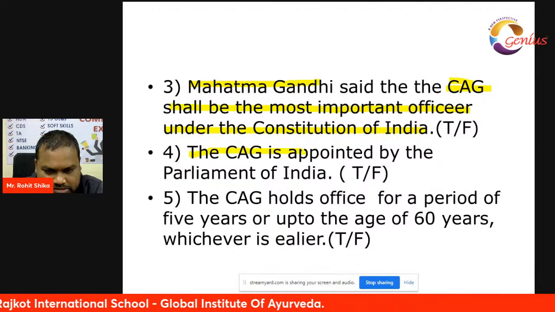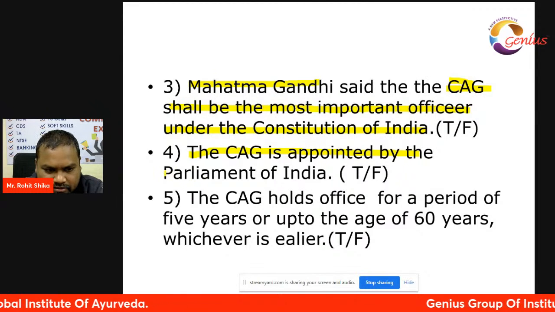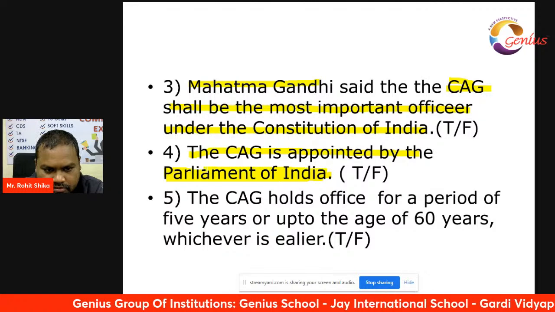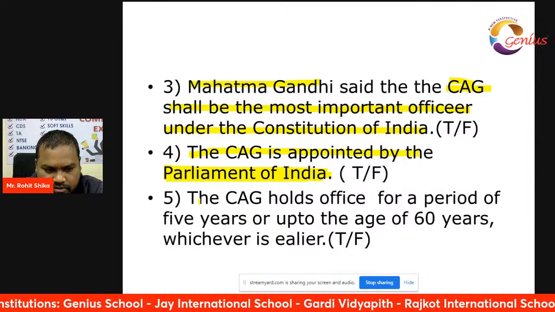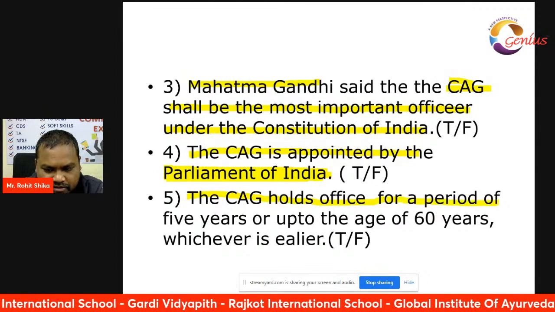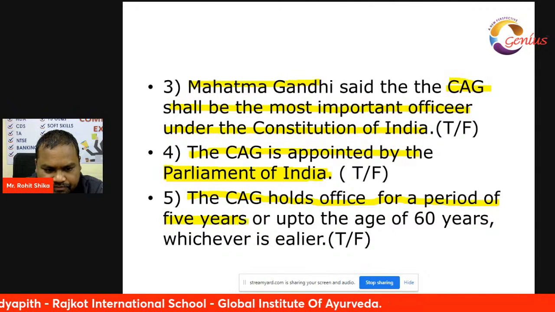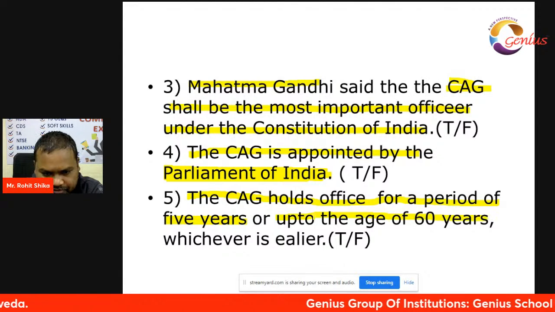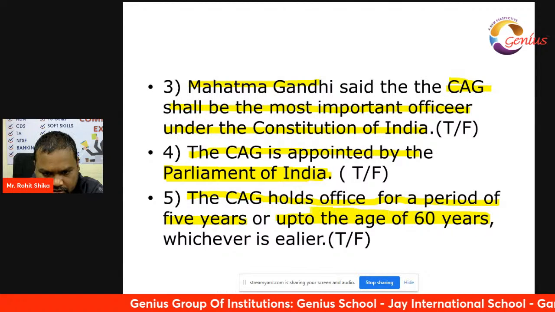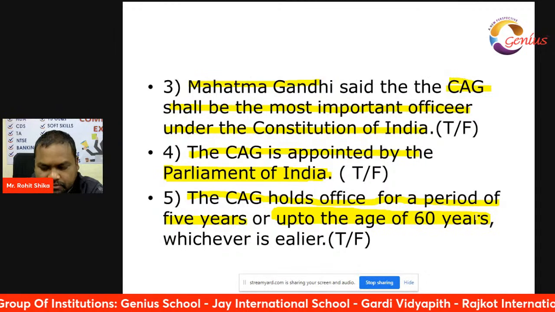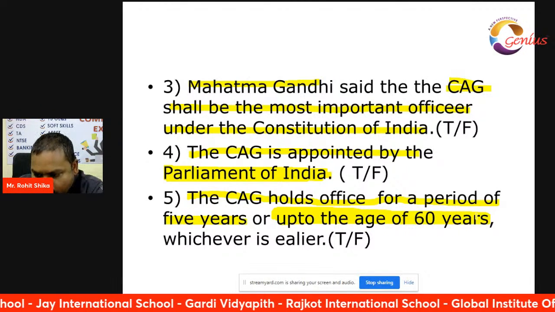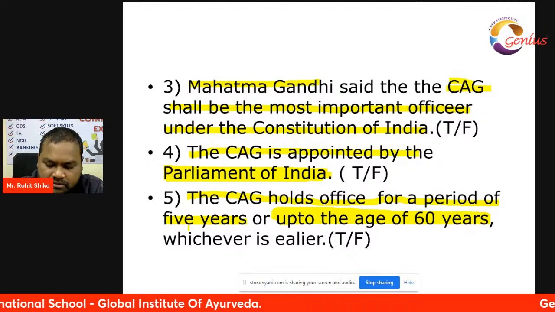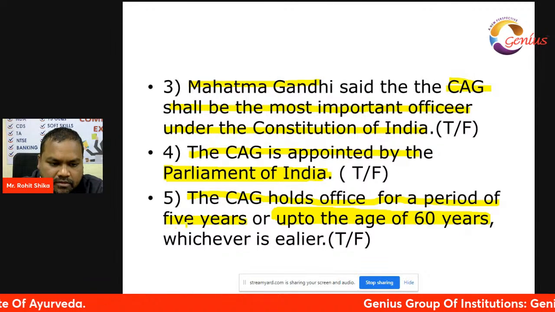The Comptroller and Auditor General is appointed by the Parliament of India. The Comptroller and Auditor General holds office for a period of 5 years or up to the age of 60 years, whichever is earlier.